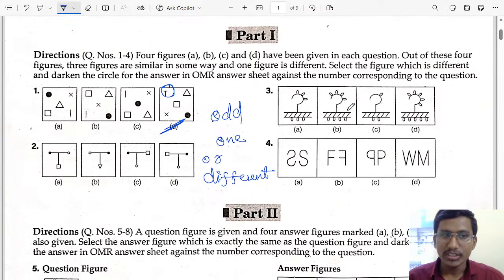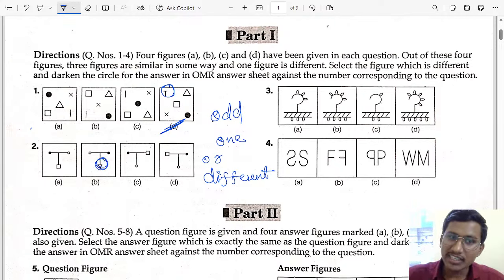Okay, good. Now the second one, what is the answer here? There is a dot, that is a circle, a colored circle, not a colored circle, then a square. Here there is a different figure. In option B there is a triangle, right? So that is why the answer is B for the different one for the second.